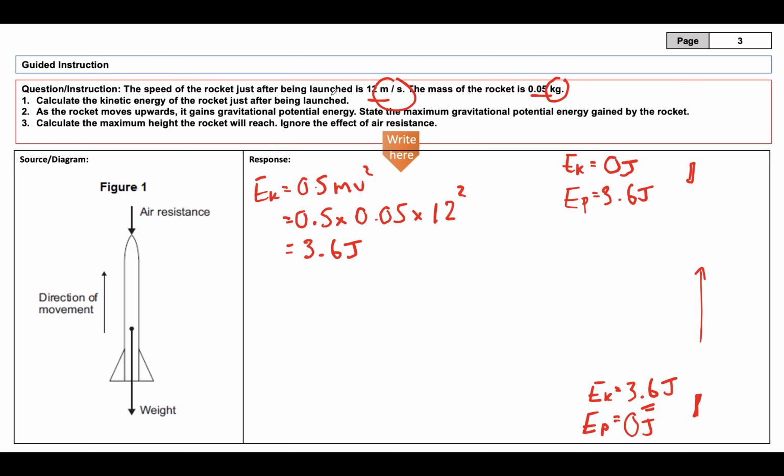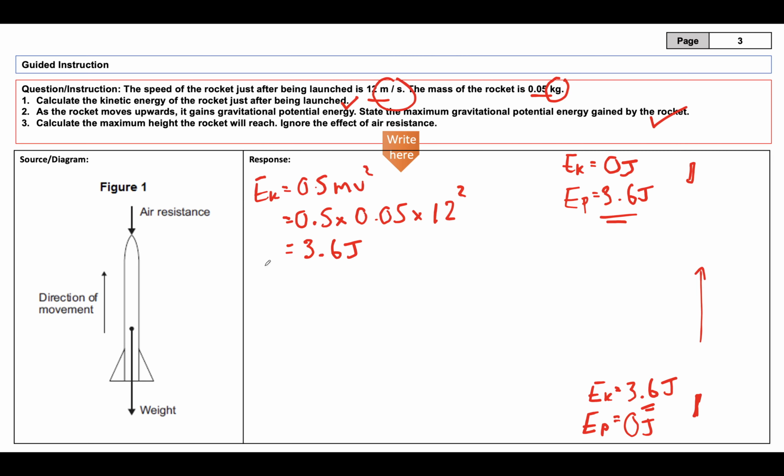So I've done this bit here. I've calculated the kinetic energy of the rocket just after it's been launched. Next, as the rocket moves upwards, it gains gravitational potential energy. State the maximum gravitational potential energy gained by the rocket. So I've done that. That's what I've written here. That's good. Ticking things off as we go. And then I have to calculate the maximum height the rocket will reach, ignoring the effect of air resistance.